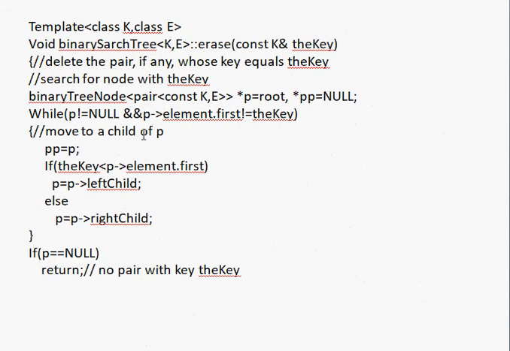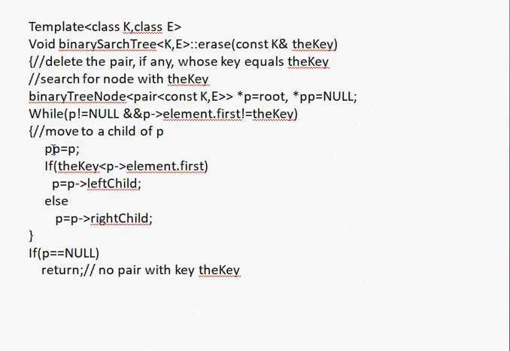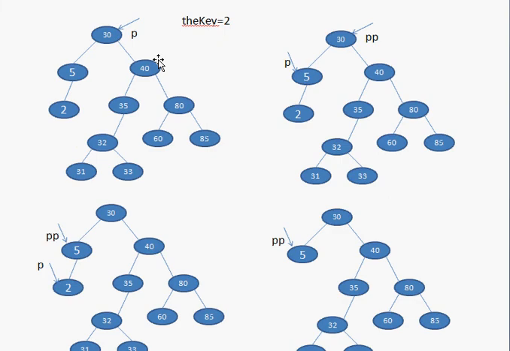Inside, we will compare the key value with the element dot first value, because we need to figure out whether this is the region of interest for the key. Right now the region of interest for the key is the left subtree of this. So in the while loop we use that condition. First, what we do is we traverse p. Now pp gets p, so pp points where p points.